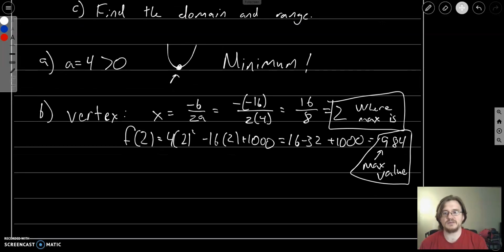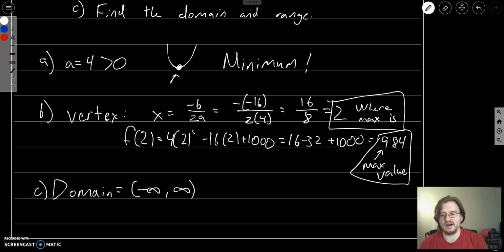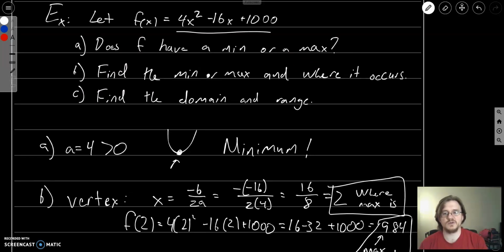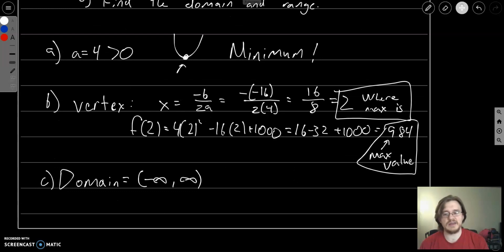And then if we want to find the domain and range, again, the domain of a quadratic function is always going to be negative infinity to infinity. And why? What values of x can we plug into this formula? Well, there's no restrictions. I'm not taking the square roots of any negative number. I'm not dividing by 0 anywhere. I'm allowed to plug in whatever x value I want. So the domain of the function is just going to be negative infinity to infinity.